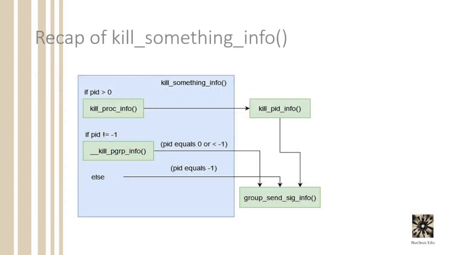Right, so let's recap all the three parts that we took. We started with PID greater than 0, which was kill proc info, again landing in the same function. The middle one was when it's equal to 0 or less than -1, which was basically sending to all the processes in the process group, again landing in the same function. The last one was equal to -1.